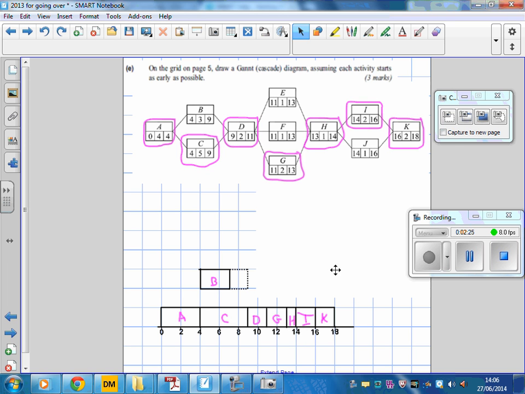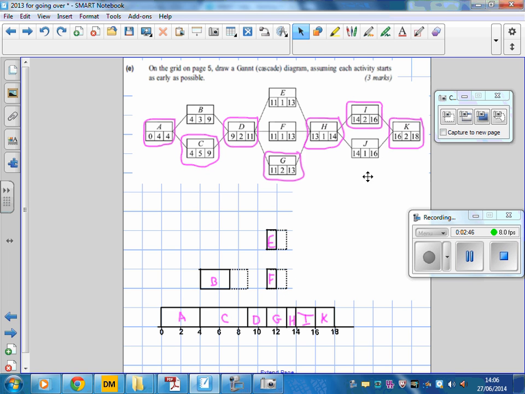E and F, okay, are similar, so I did those both. Now, if you've got space and one activity doesn't run into the other, then you can put it on the same line. So I did that for F. So it starts at 11, goes on for 1 unit, which takes it up to 12, but then its float time takes it up to its latest finish time of 13.